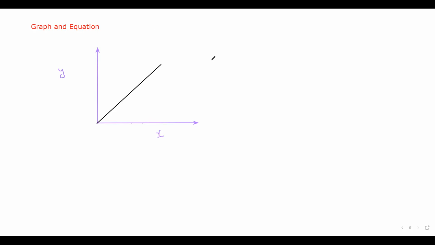So the equation of this line is y equals mx plus c, and what is c here? C is called the y-intercept. The term y-intercept means the point where it touches the y-axis. And in this example, c is equal to 0. So basically the equation is y equals mx. So for a straight line which is passing through the origin, the equation will be y equals mx.